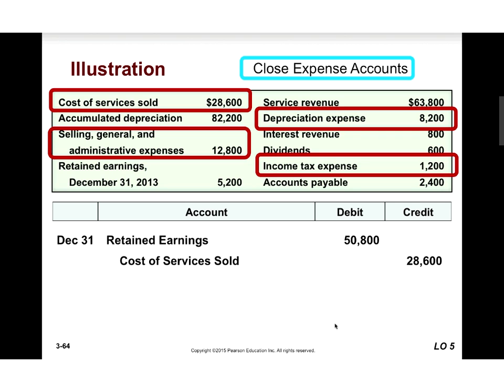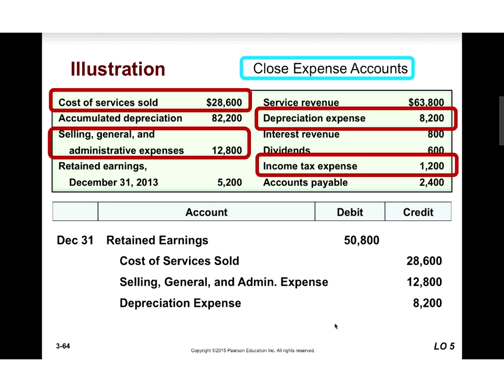So then I'm going to credit cost of services sold for $28,600. That makes that 0 for the start of the next year. I credit selling, general, administrative expense for $12,800. I credit depreciation expense, and I credit income tax expense. So I'm taking the balances of all those expense accounts, crediting them, and then that total is what I'm debiting to retained earnings.